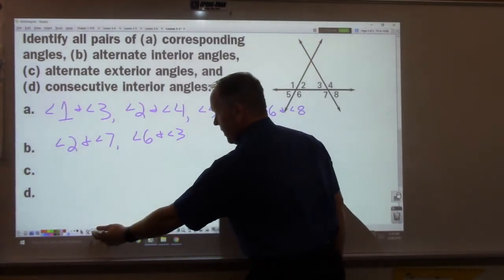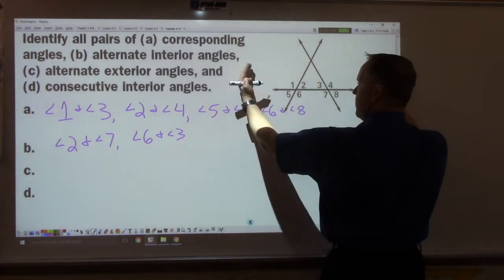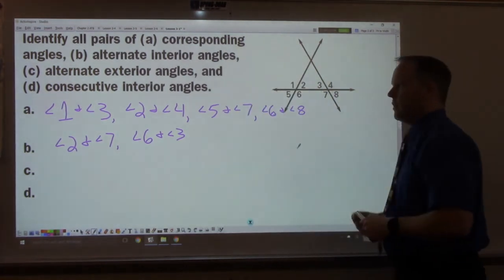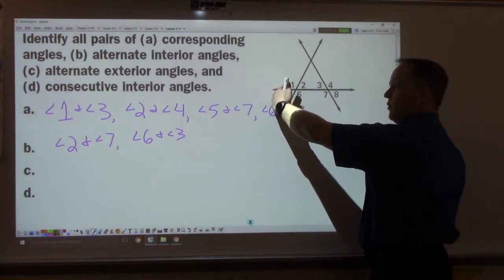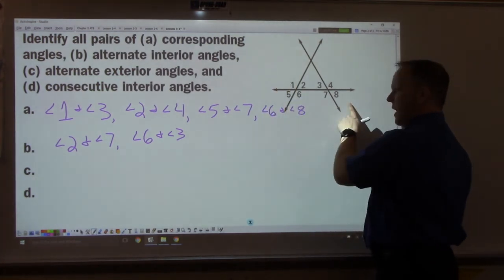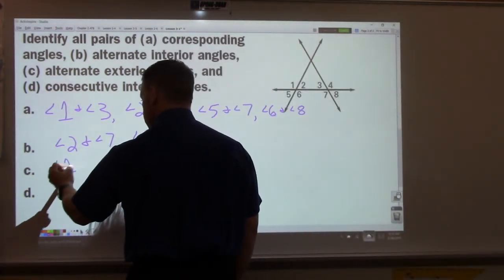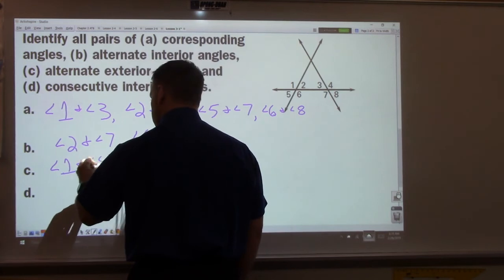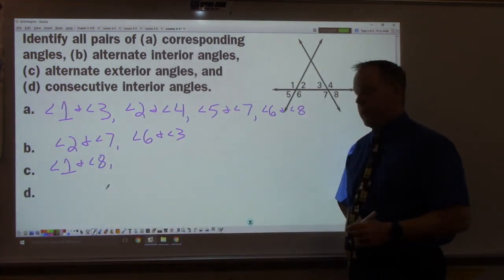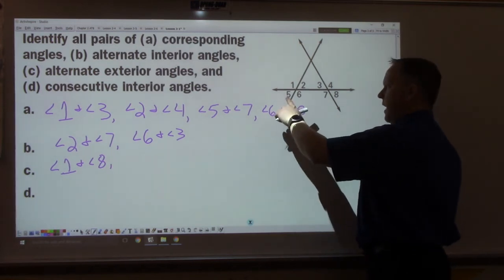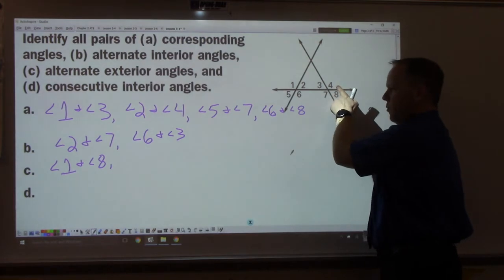Moving on to letter C is alternate exterior. Now remember, exterior is outside. What are outside and alternate? So if I'm on the outside, if I pick angle 1 is alternate exterior with angle 8. The other pair, angle 5, is alternate exterior to angle 4.